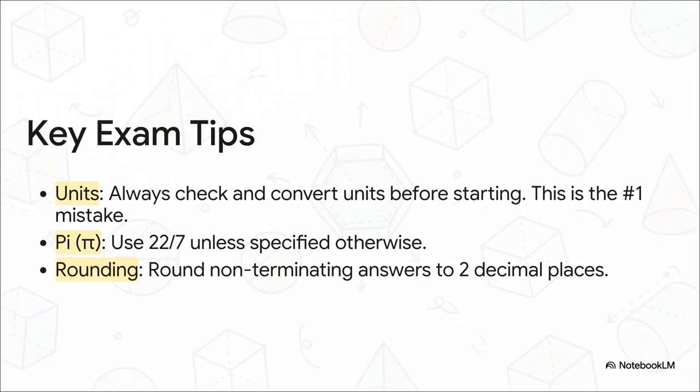And to wrap it up, here are 3 golden rules. Please burn these into your brain. Rule number 1, units. Unify them before you do anything else. It's the number 1 mistake. Rule 2, pi is 22 over 7, always, unless the question specifically tells you to use 3.14. And rule 3, if you get a long decimal, round it to 2 places. These little habits are what separate a good score from a great one.